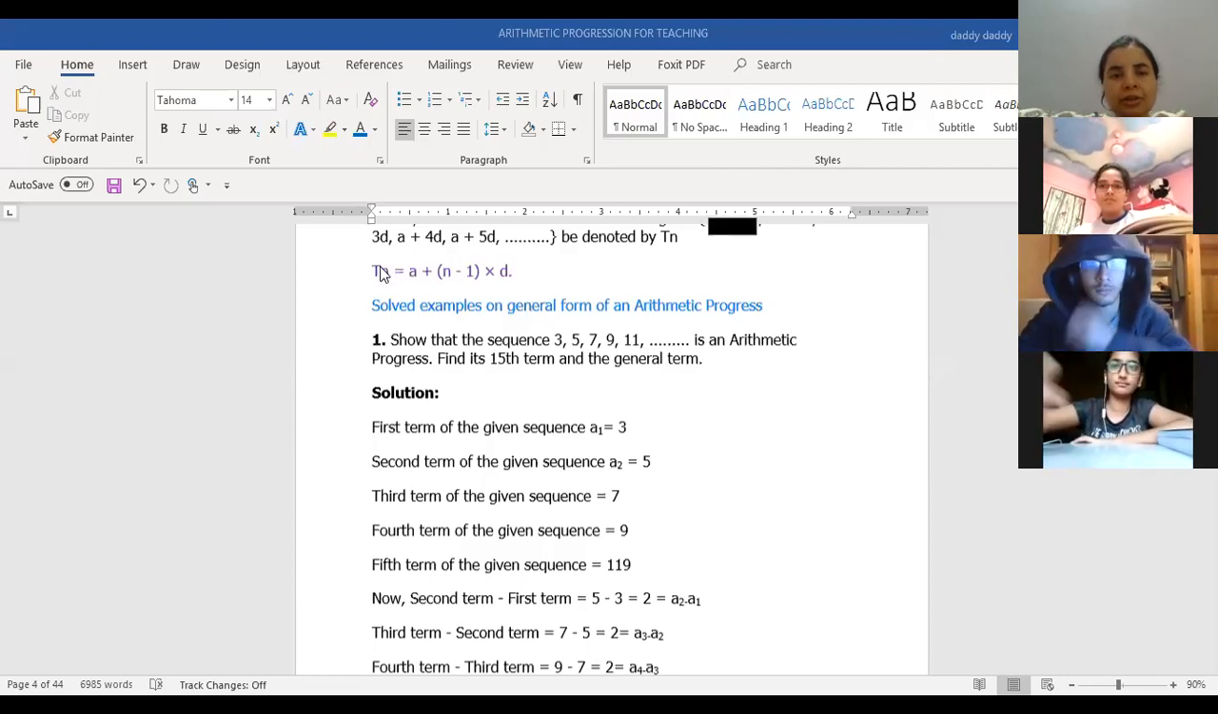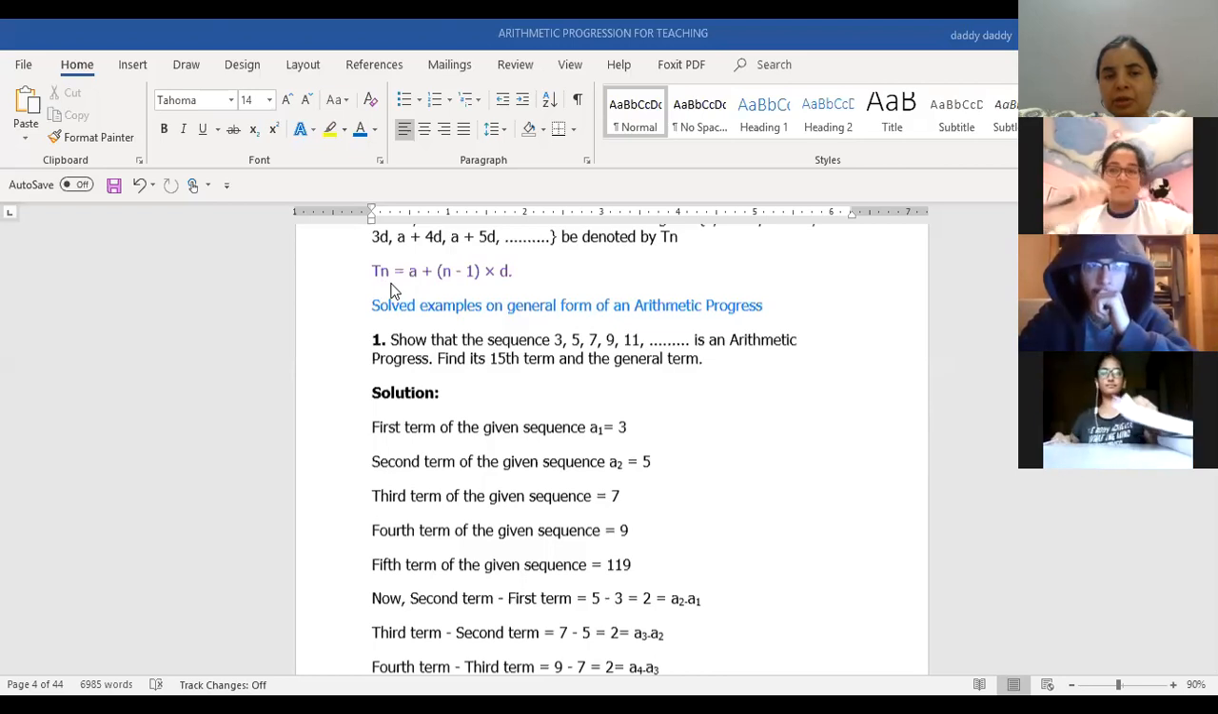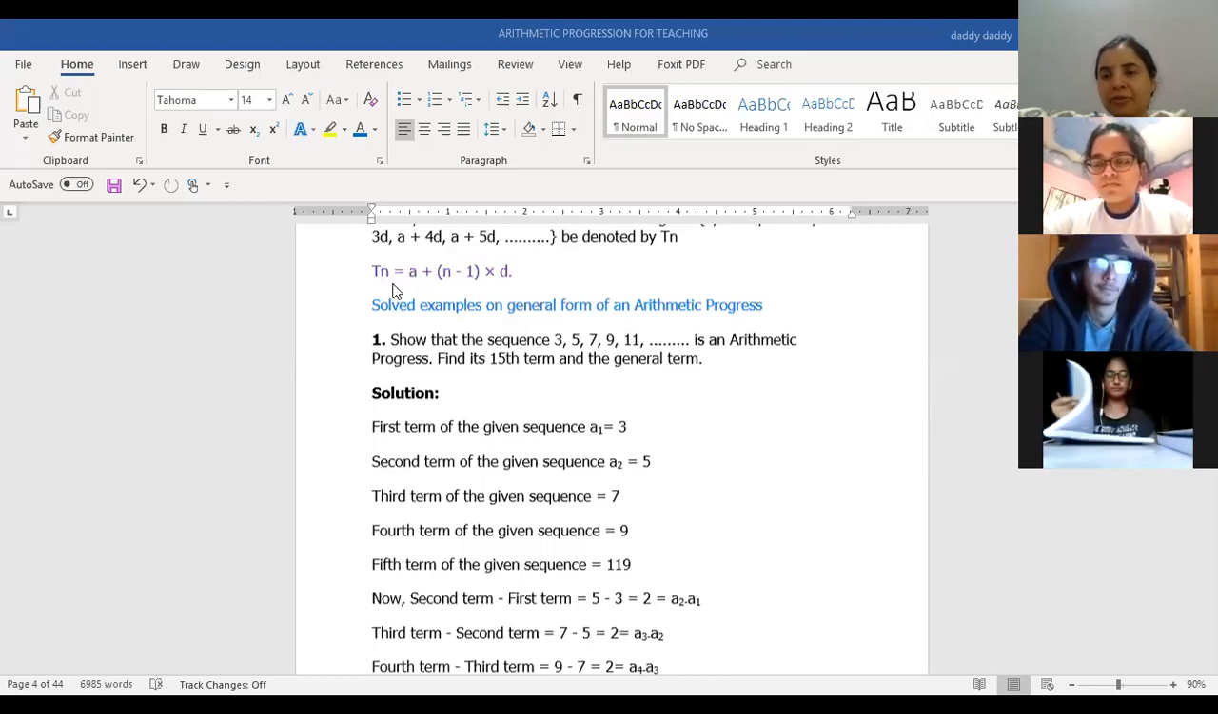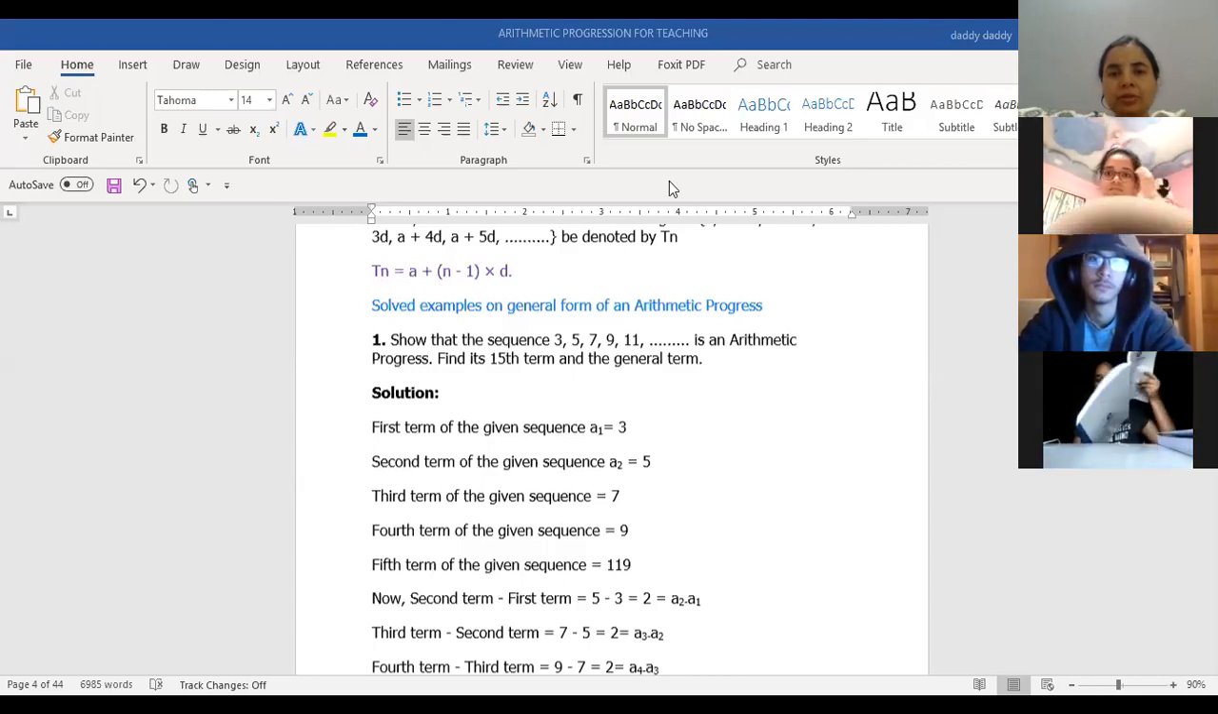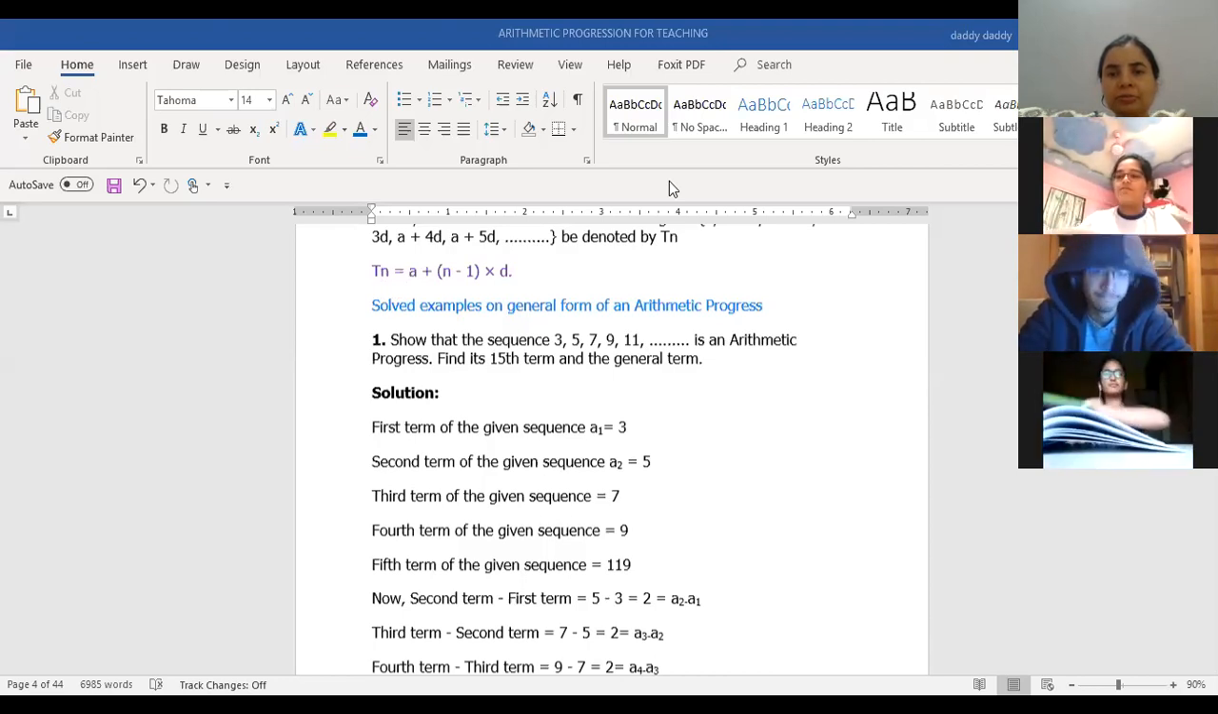All of you must have written this formula, which is shown in purple. Tn, that is the specific term, is equal to a plus n minus 1 into d, right? So this formula you all have written in the notebook.